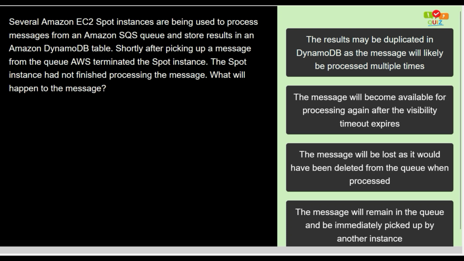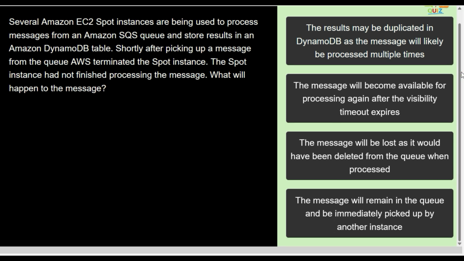Several Amazon EC2 Spot instances are being used to process messages from an Amazon SQS queue and store results in an Amazon DynamoDB table. Shortly after picking up a message from the queue, AWS terminated the Spot instance. The Spot instance had not finished processing the message. What will happen to the message? Okay, so that was the question.